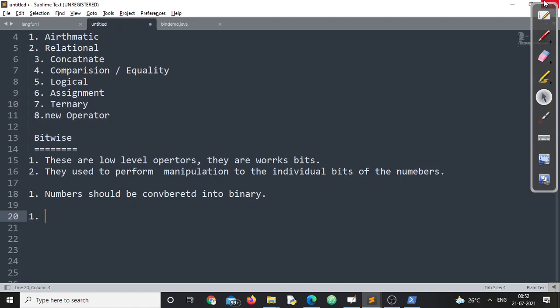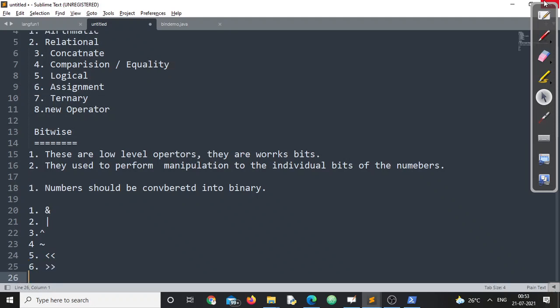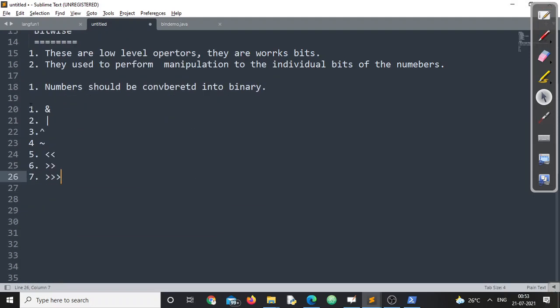Bitwise operators: we have bitwise AND, bitwise OR, bitwise XOR, right? Then number 4, we have bitwise 1's complement. Number 5, we have bitwise left shift. Number 6, we have bitwise right shift. And the last one, which is very unique to Java, is the bitwise zero fill right shift, or sometimes it is called unsigned right shift. So there are 7 operators in bitwise operators, right? Among all these operators, I repeat, among all these operators, this is a unary operator.